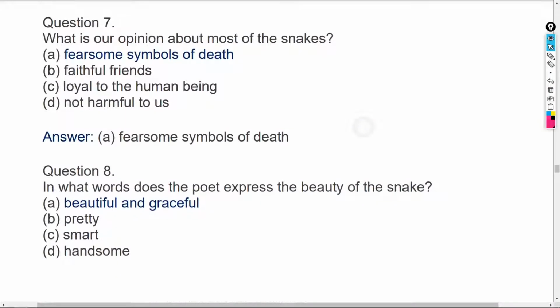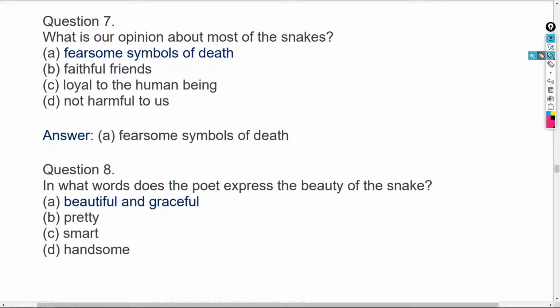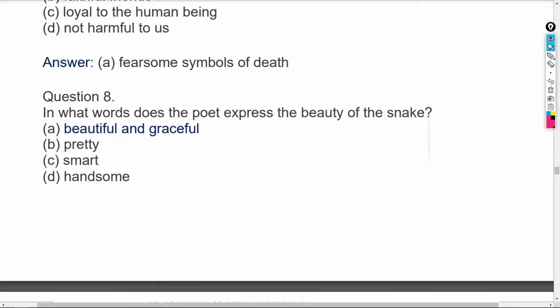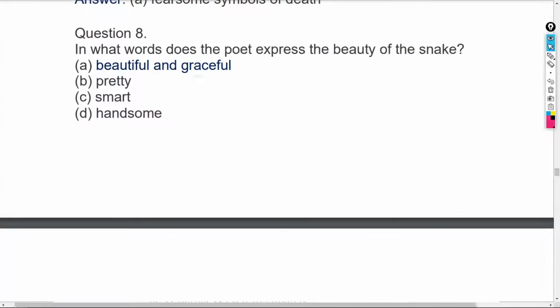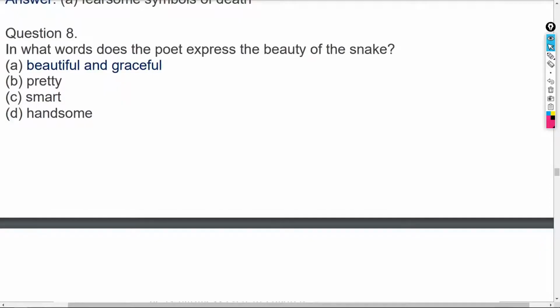Let us go for next question number 7. What is your opinion about most of the snake? So it is a general opinion of everybody that snake is very dangerous and fearsome. It is the symbol of death. Exactly. We have already discussed. Let us see the next question number 8. In what words does the poet express the beauty of the snake? So the words are beautiful and graceful. How beautiful and graceful it is. Okay. Therefore, option A is correct.